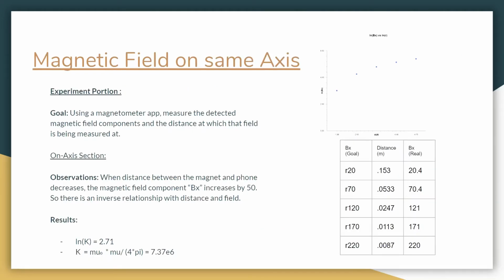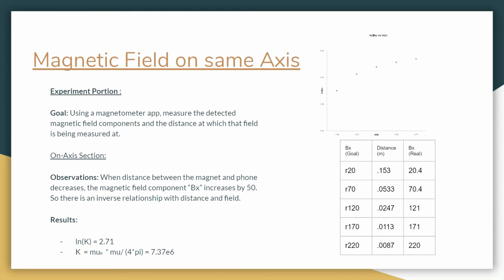Throughout the experiment, what we're trying to do is get a specific magnetic field value, when it equals 20 or 70 or whatever, by using the sensor on our phone and of course a bar magnet. While we're doing that, we're also recording the distance between the bar magnet and our phone for our spreadsheet.